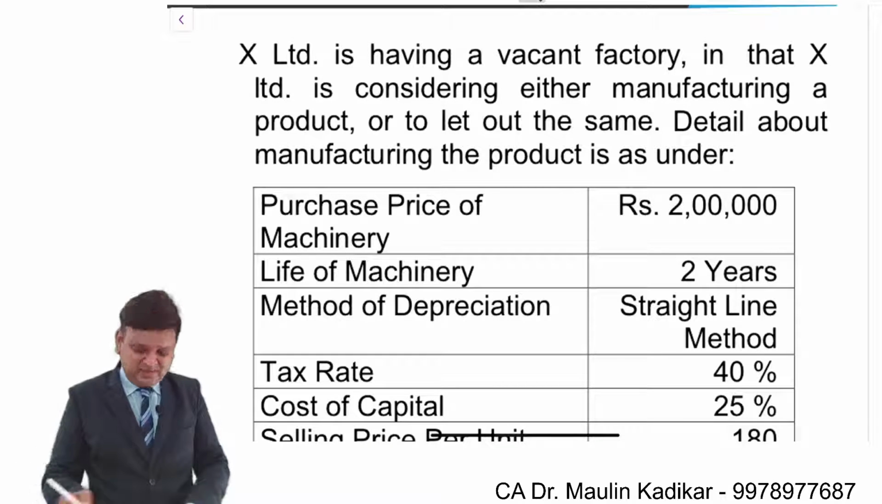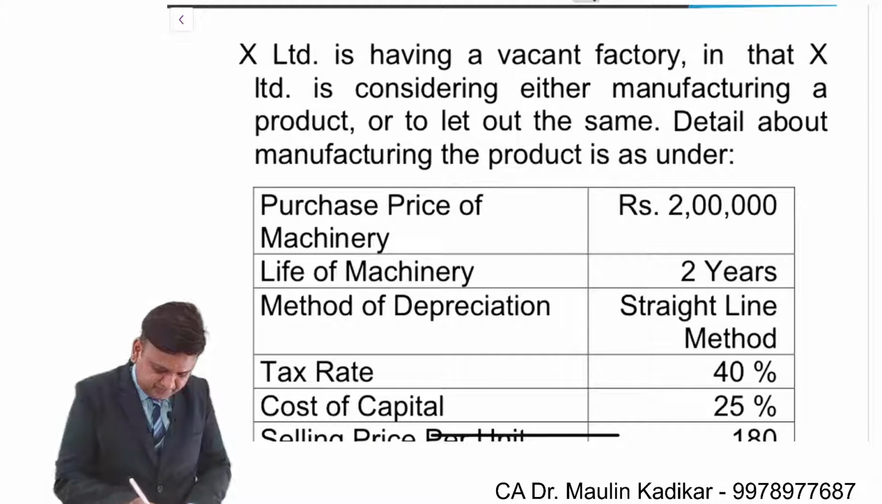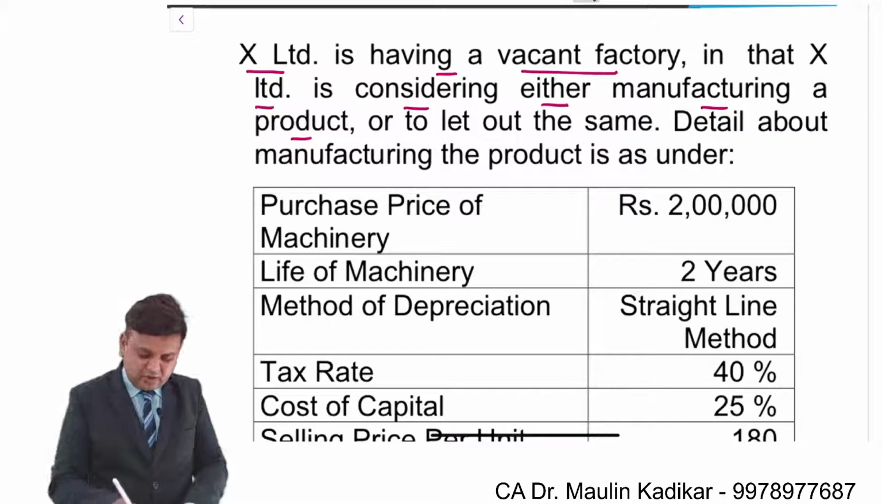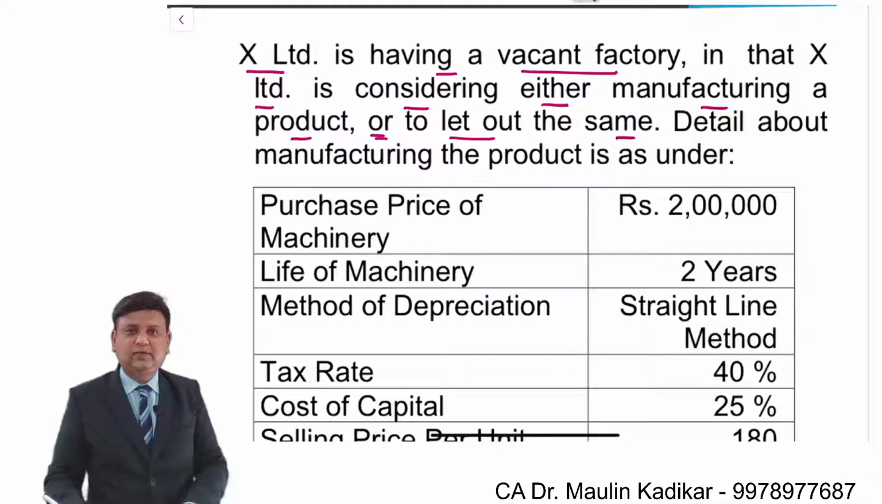Let us see the next question. X Limited is having a vacant factory. In that, X Limited is considering either manufacturing of a product or to let out the same. So either we do business or we give it on the rent to someone.